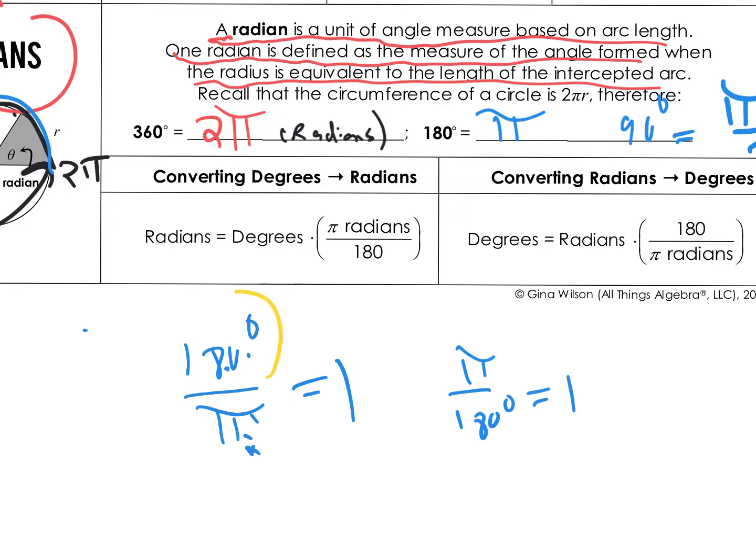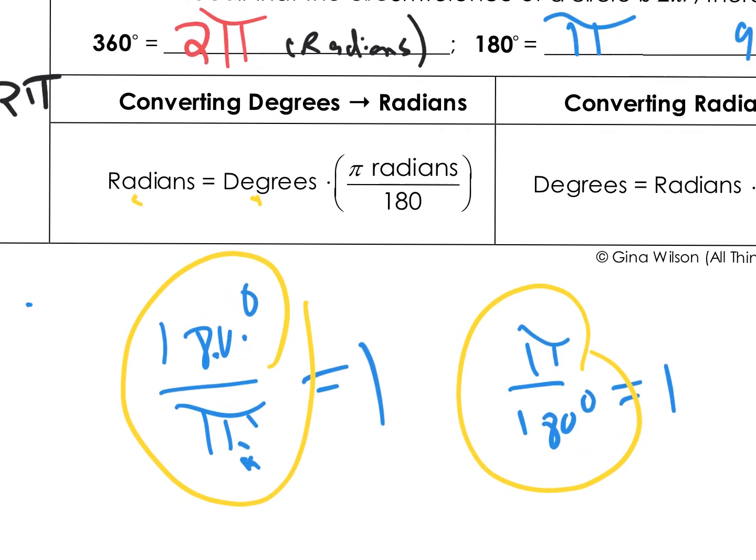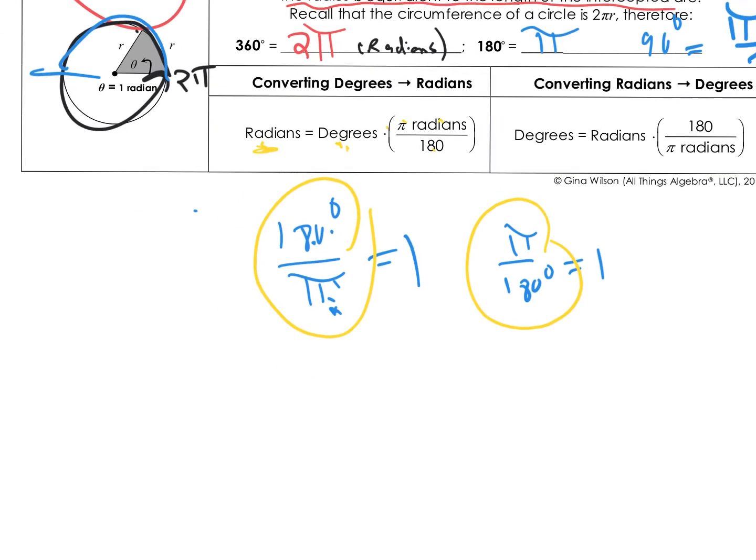Now the question is, which one will I use? It depends on what you're converting. If I'm converting radians to degrees, I want to have my degrees. Radians equals, oh no, it's just a formula. Radians equals the number of degrees times pi radians over 180. Let me show you why.